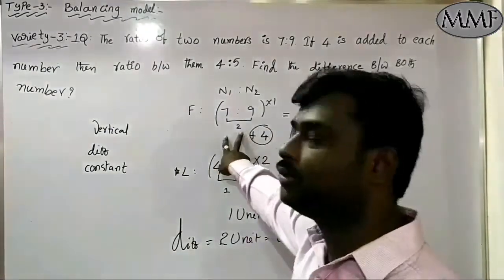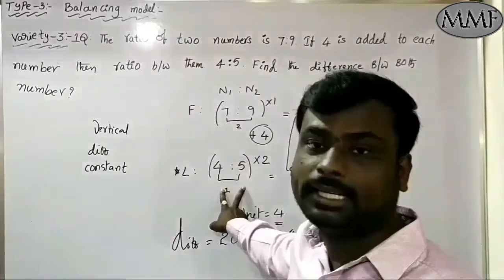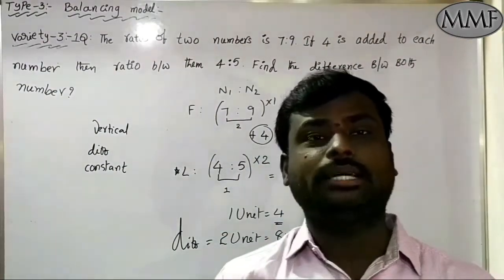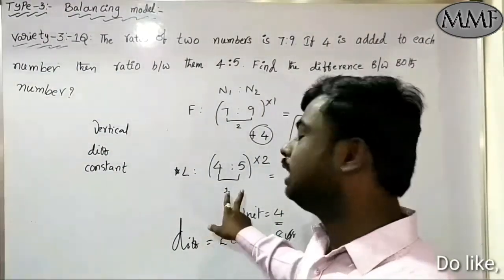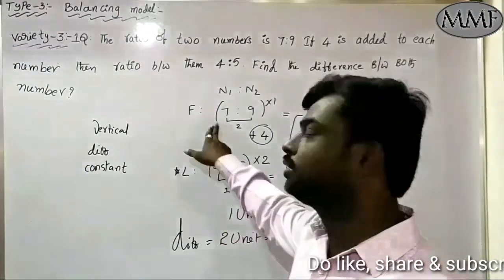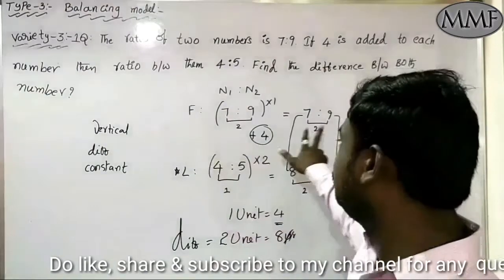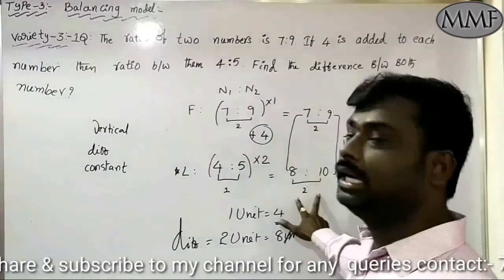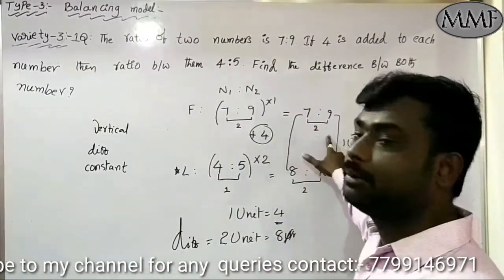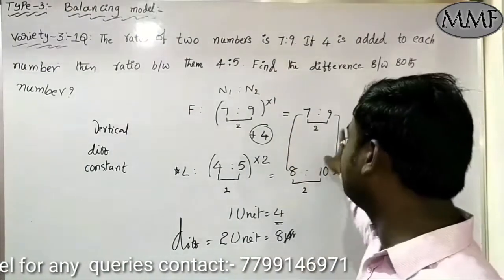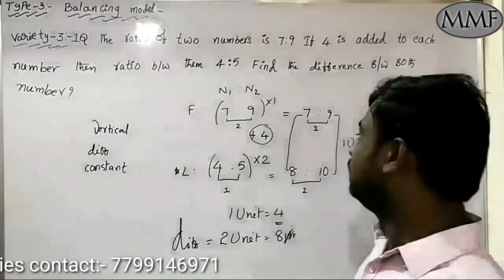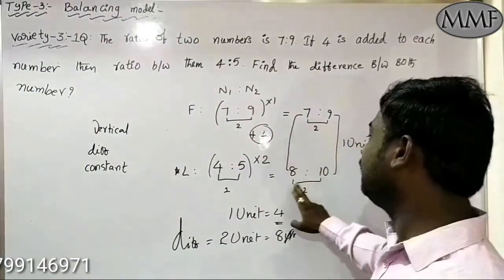What is the horizontal gap you are having? 2. What is the horizontal gap? 1. If you want to make them balanced, you need to multiply second gap with first ratio, first gap with second ratio. Then the ratio will become 7:9 and 8:10. Horizontal gap, okay. Vertical gap, okay. Then the numbers are in the ratio 7:9 and 8:10.